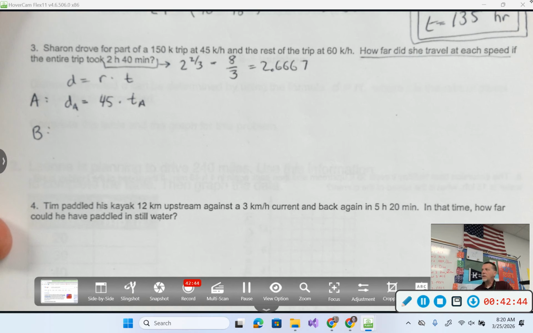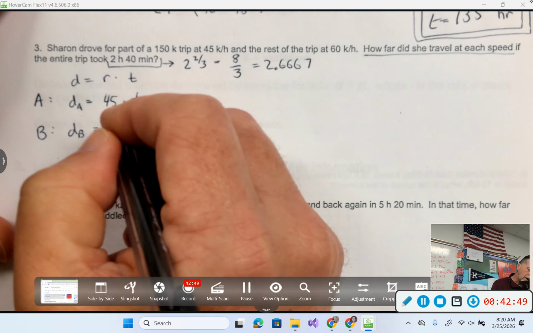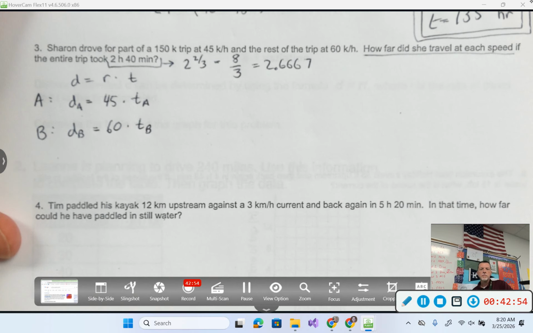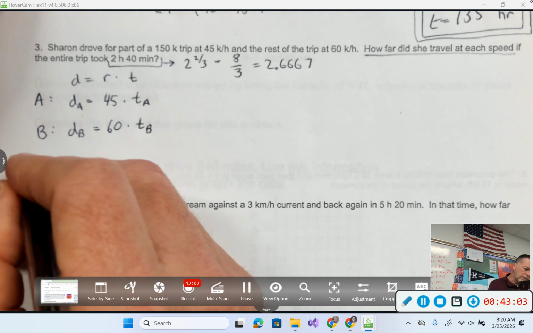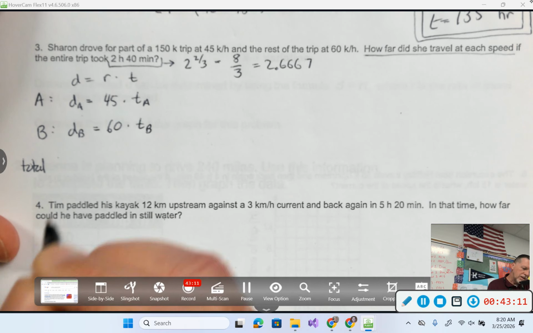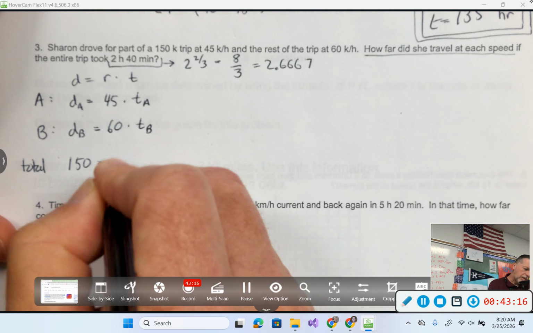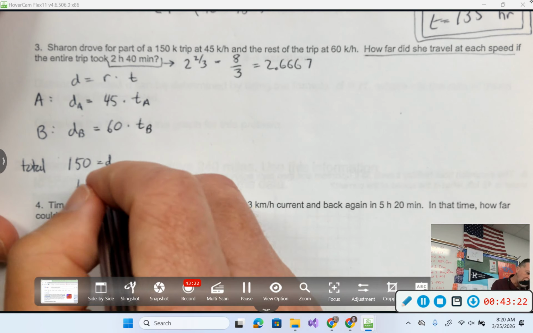I think it's going to be the same thing for part B. Distance I don't know. Rate is 60. Time I don't know. Let's see. But what do we know? What's the total? What do we know of the total? Yeah, the distance is 150, and the time is the 2 2/3 or 8/3 or 2.67 or however you want to phrase that one.